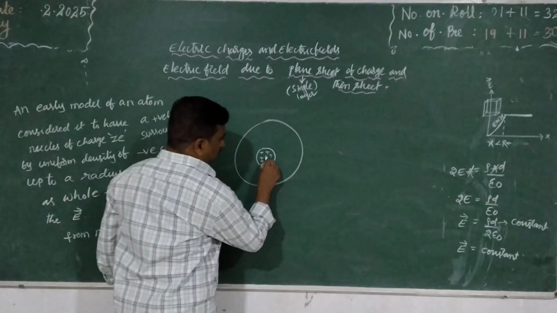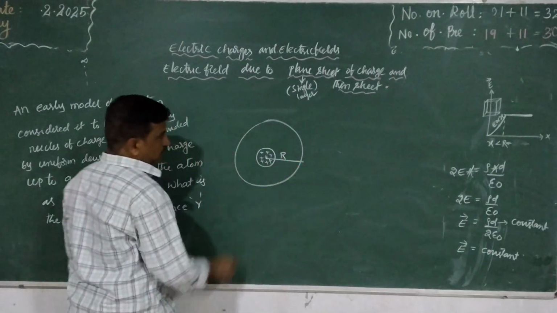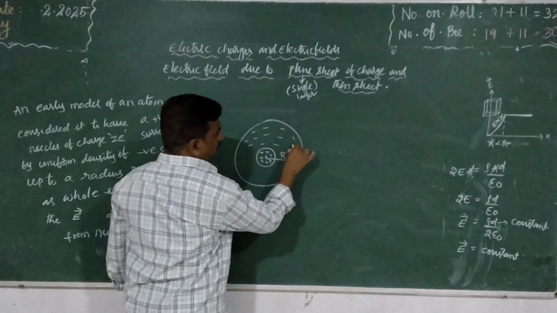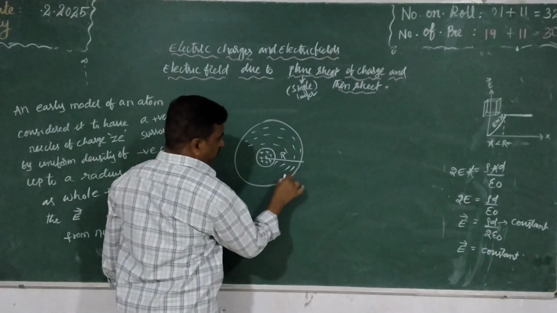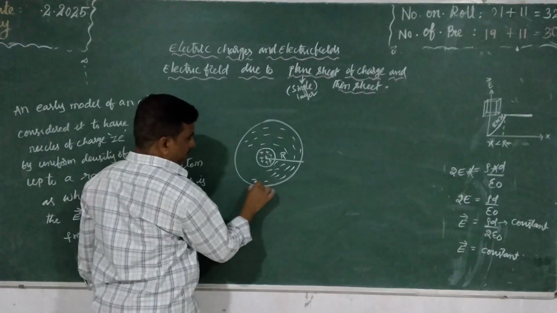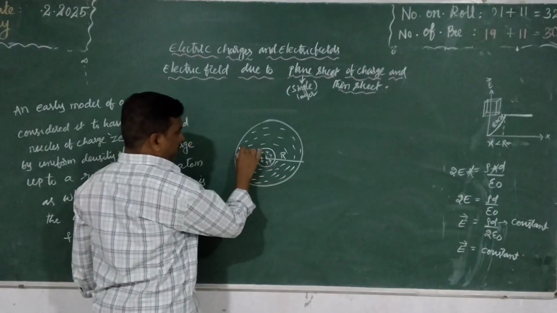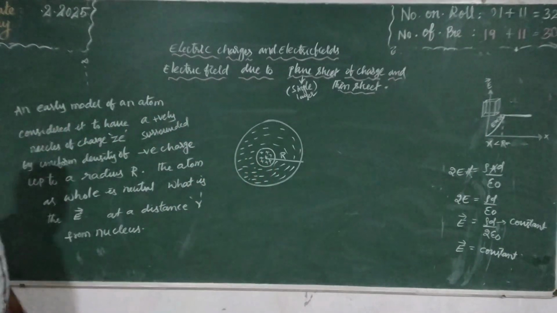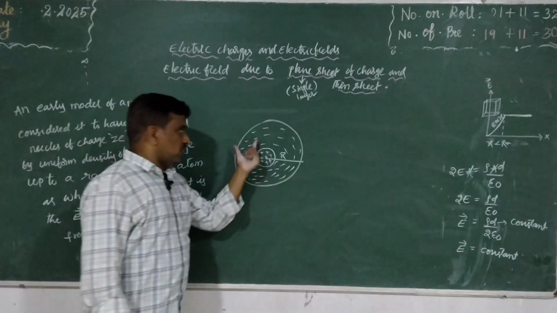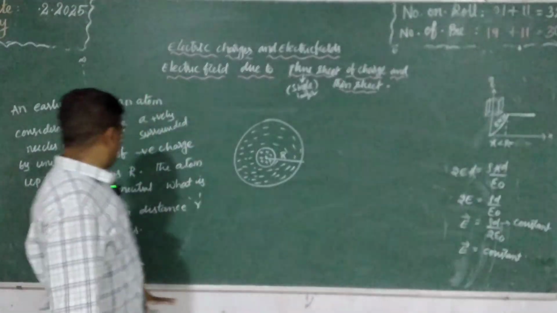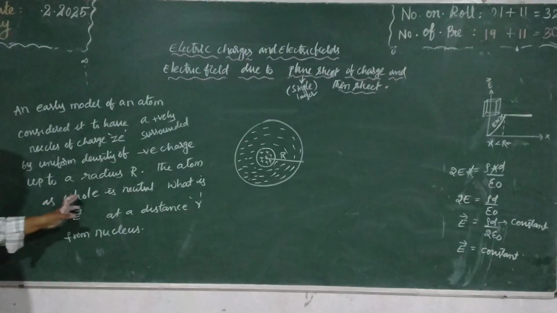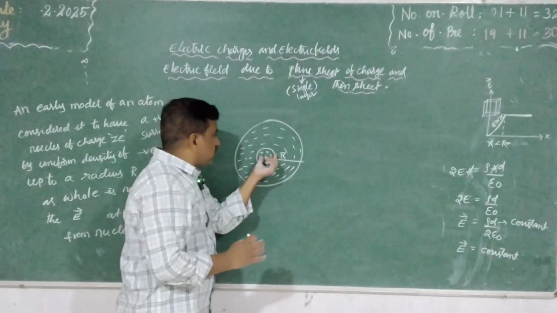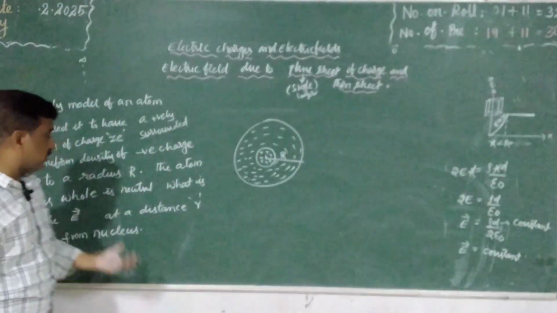From the center, up to radius R, negative charge is distributed all over. So the nucleus is positive charge, and this region has negative charge distributed. The atom as a whole is neutral: positive charge is there, negative charge is there, and because of that it is a neutral atom.